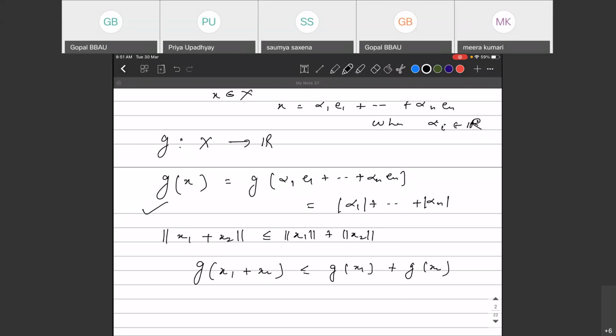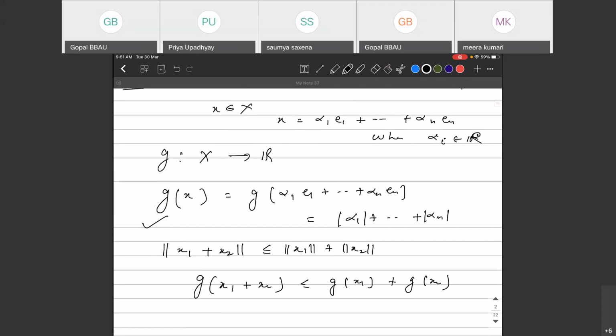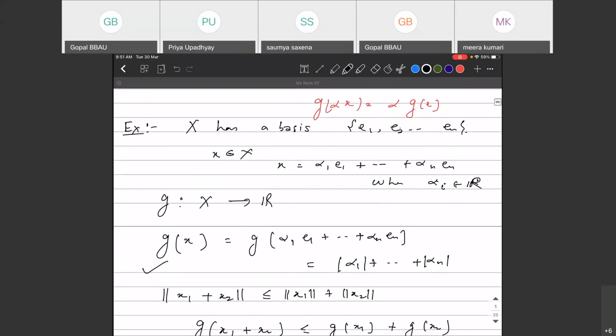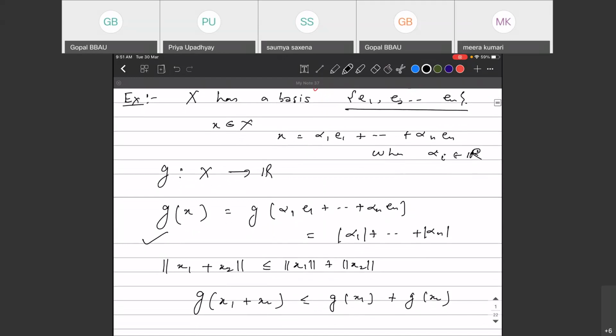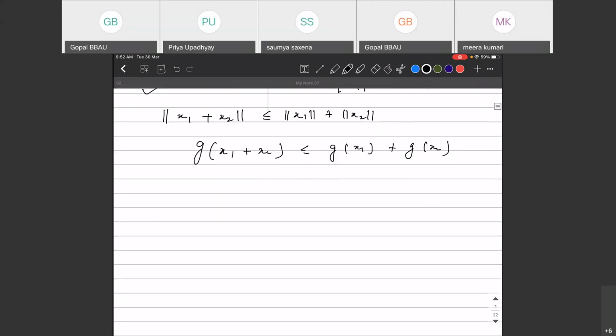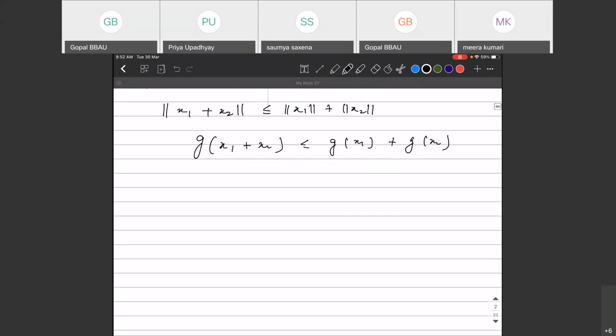So this gives an example of a sublinear function on X. Okay, here you took a finite dimensional vector space, but you may take any vector space, because every vector space has a basis. So any element of X can be written as a linear combination of its basis. Correct? Yes sir.